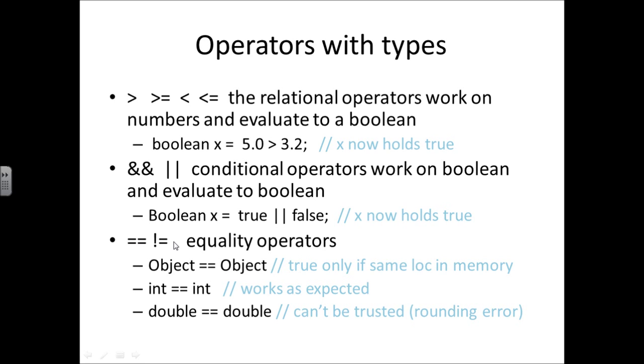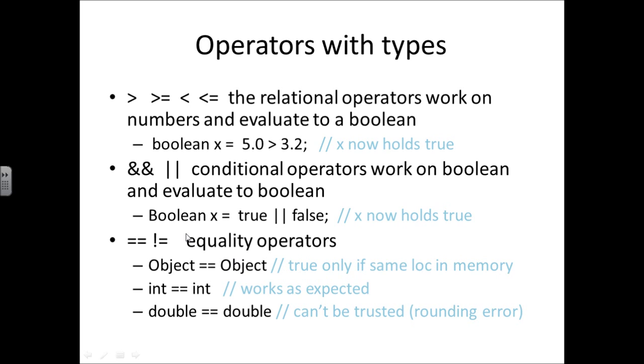The equality operators. This is more tricky than one would think. You're trying to test things for equality. If you use the equality operators on objects, so double equals for comparing for equality, and exclamation point equals to compare for, well, not equal. If you use it on two objects, objects of any type, whether they're strings or some other kind of object, then the double equals is only true if both objects occupy the same space in memory.